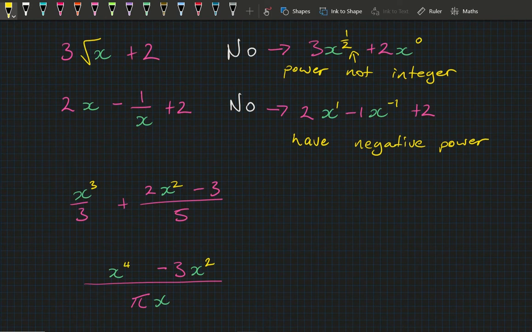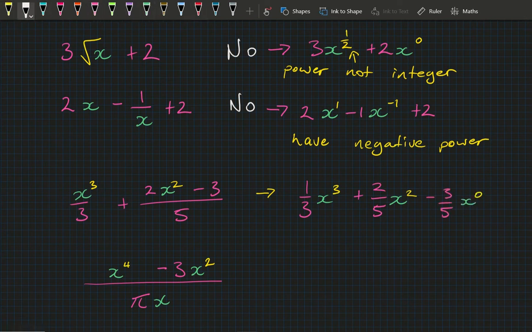So this one at the top here, I could rewrite that as just 1/3 times x to the 3 and 2 over 5 times x to the 2 and 3 over 5 times x to the 0.